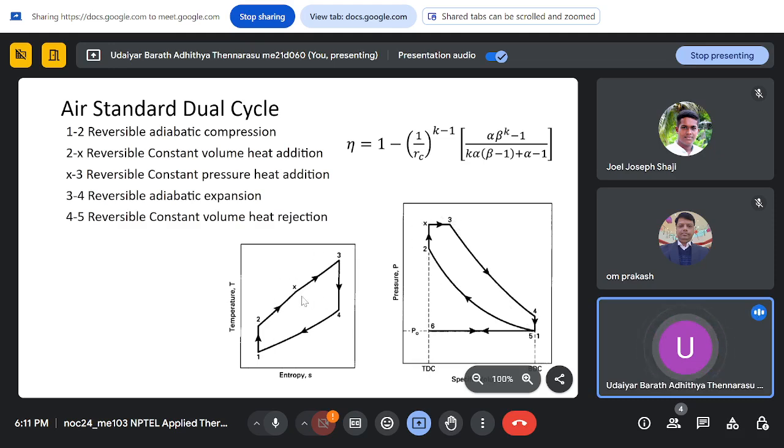So similarly you can see in the TS diagram, 1 to 2 is an isentropic process, and 2 to x is isochoric, and x to 3 is isobaric. So you can see the difference in slope.